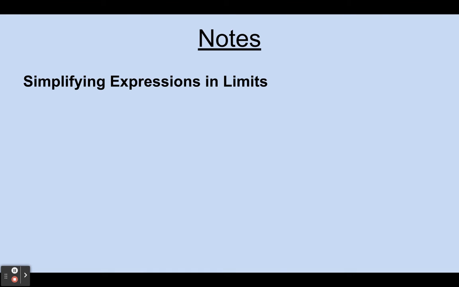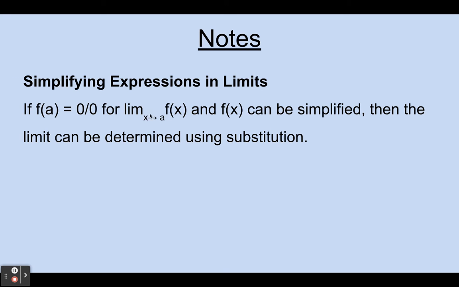All right, so what are our notes here? If you're going to simplify expressions in limits, whenever you get 0 divided by 0 when you plug in the x value for the limit, and if you can simplify that limit so the factors divide out, then you can simply do the limit by substitution. We can't plug in the value because we'll get a 0 in the denominator, but we can simplify it such that we can go back and plug in the value and everything's fine.